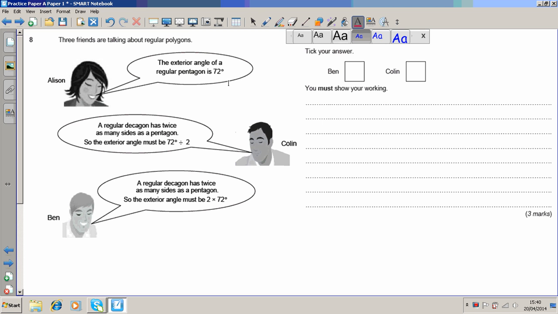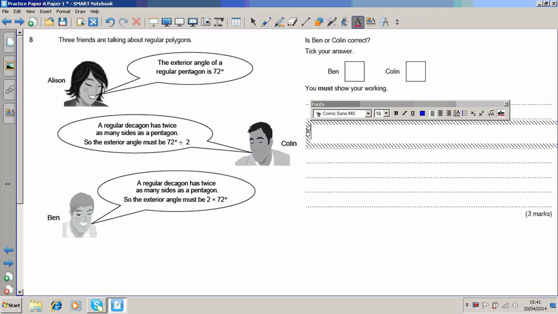The exterior angle of a regular polygon is 72 degrees. That's true. Colin says a regular decagon's got twice as many sides, so the exterior angle is 72 divided by 2. Ben says a regular decagon has twice as many sides, so the exterior angle must be 2 times 72.